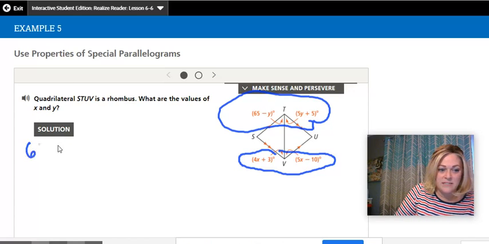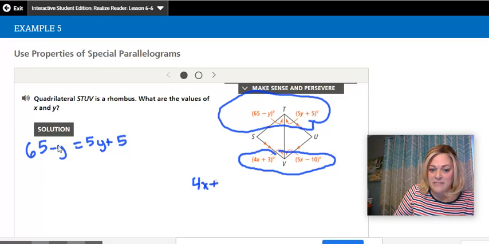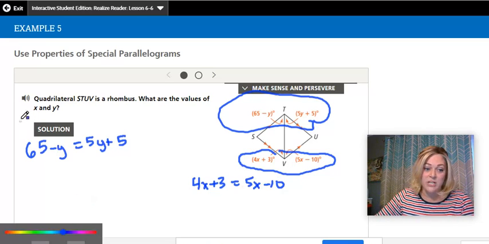So 65 minus y equals 5y plus 5. Then you would solve for y. To solve for x, I would have 4x plus 3 equals 5x minus 10. Solve for x. And remember, you can always check your solution here.